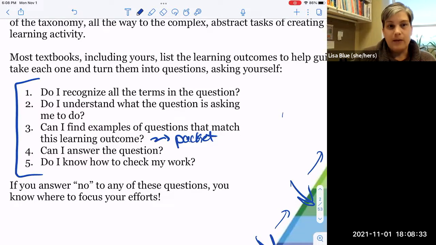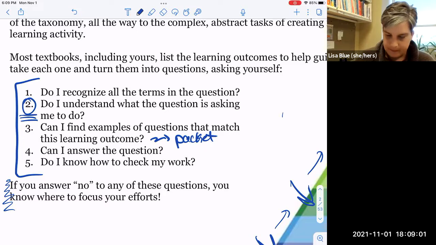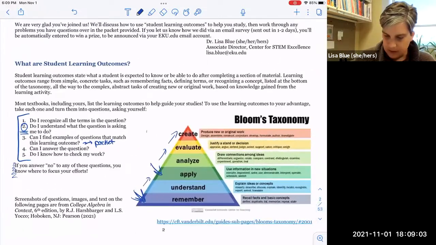And then next, can you answer the question? And once you've got an answer, can you look at that answer and say, okay, does that make sense? Is this reasonable? And if not, can you figure out how to check your work to make sure it is the correct answer? If you answer no to any of these questions, that's where you start focusing your efforts. If you get stuck at 2, you do not pass go until you get 2 figured out. All right, so those are our student learning outcomes.